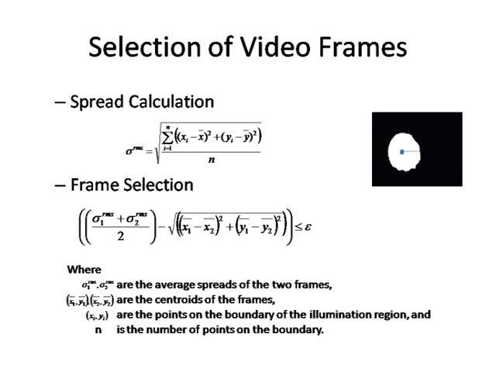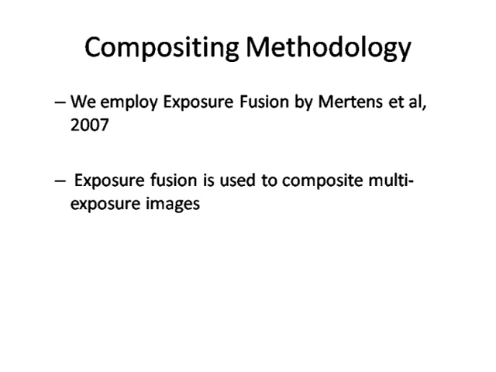In this manner, we will have selected the minimum number of frames which span the entire path of the moving light source. After selecting appropriate frames, we employ exposure fusion by Mertens et al. 2007 to composite the frames. This method was primarily used to composite multi-exposure images.